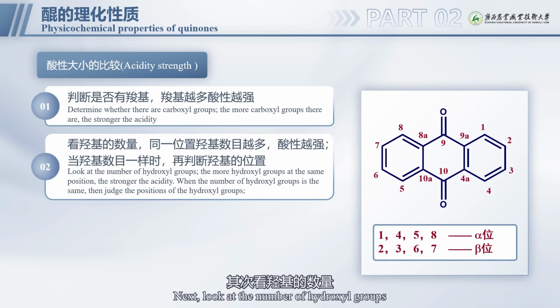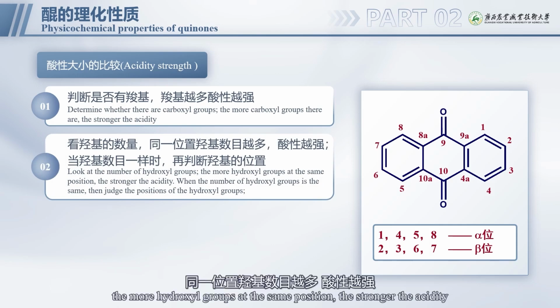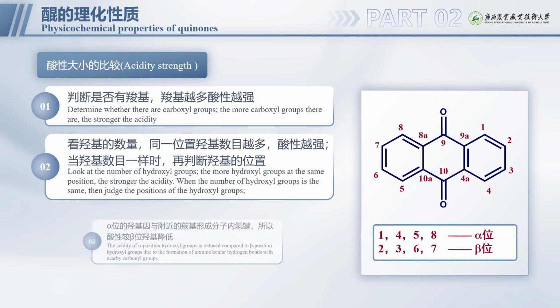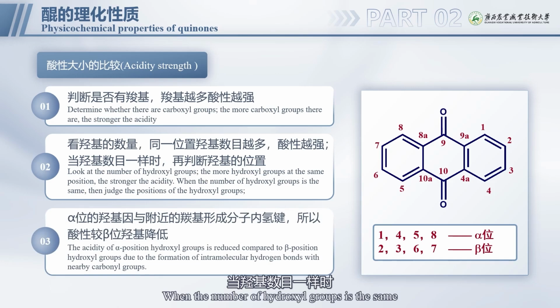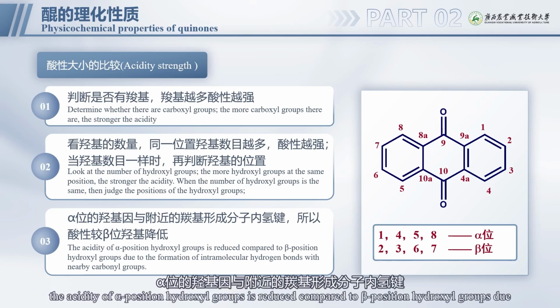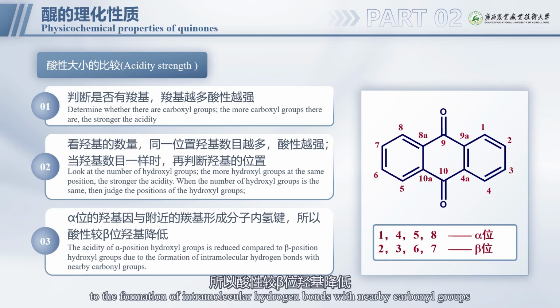Next, look at the number of hydroxyl groups. The more hydroxyl groups at the same position, the stronger the acidity. When the number of hydroxyl groups is the same, then judge the positions of the hydroxyl groups. The acidity of alpha position hydroxyl groups is reduced compared to beta position hydroxyl groups due to the formation of intramolecular hydrogen bonds with nearby carbonyl groups.